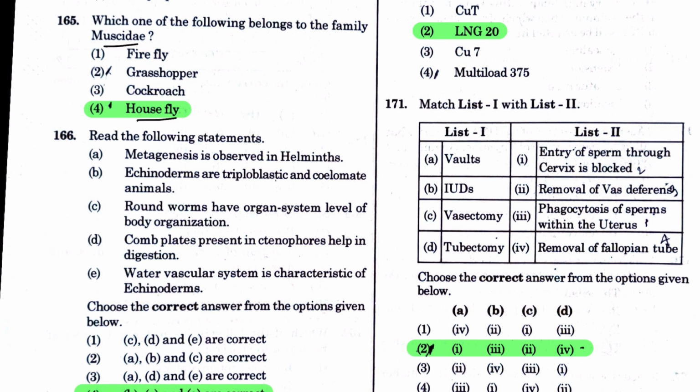Okay, read the following statement and they are asking you to choose the correct answer. Okay, so metagenesis is not observed in helminthes. Metagenesis is observed in coelentrates, right? And echinoderms are triploblastic and coelomate animals. This is right. Okay, and roundworms have organ system level of body organization, annelids, right? So this is also right. Comb plates are present in ctenophores, which helps in digestion. No, it helps in locomotion. So this won't be the right answer. And water vascular system is a characteristic of echinoderms. This is right. So B, C and E are correct option, right?